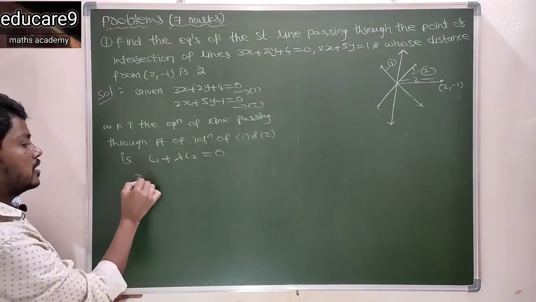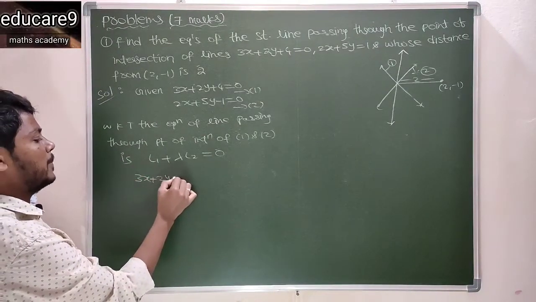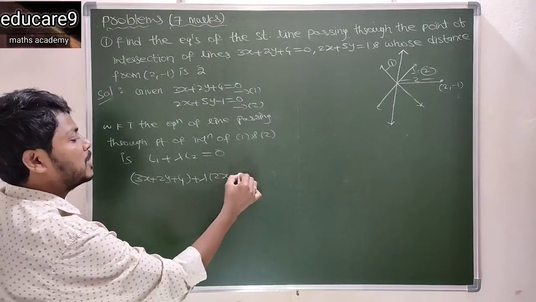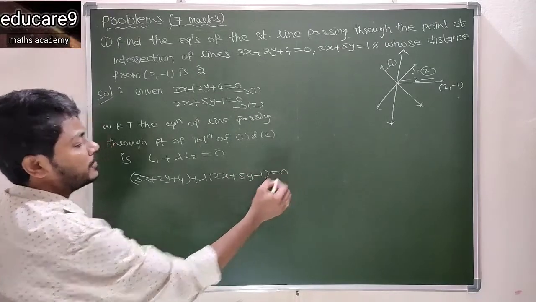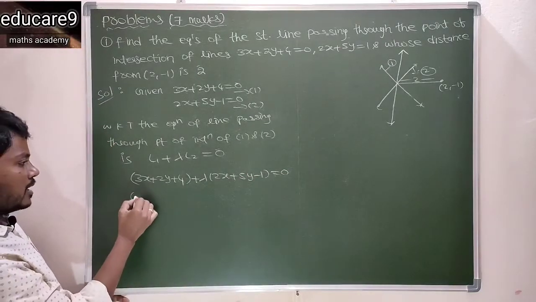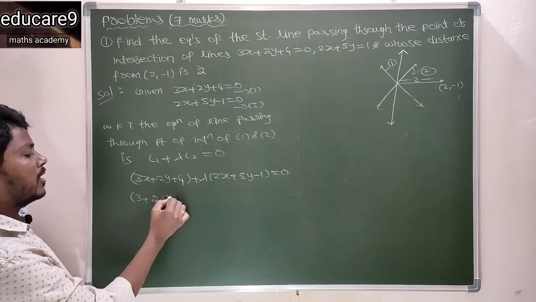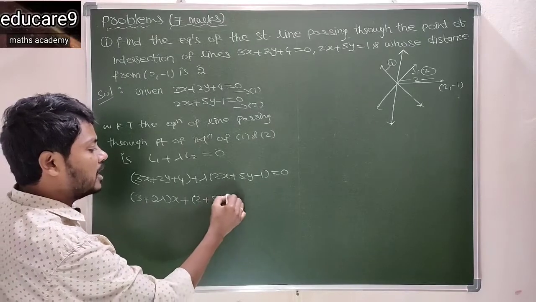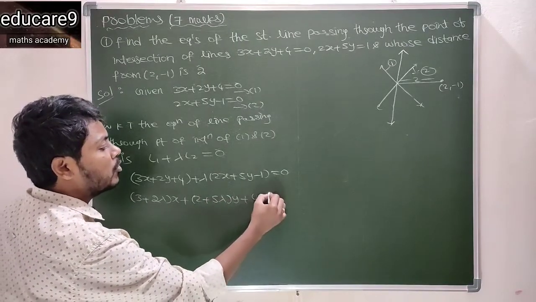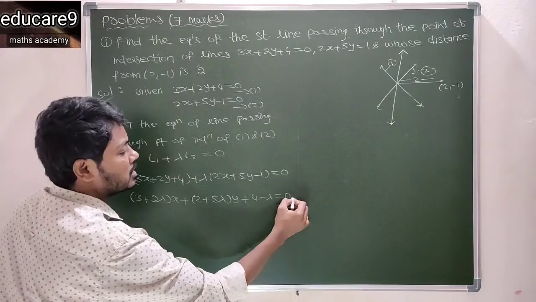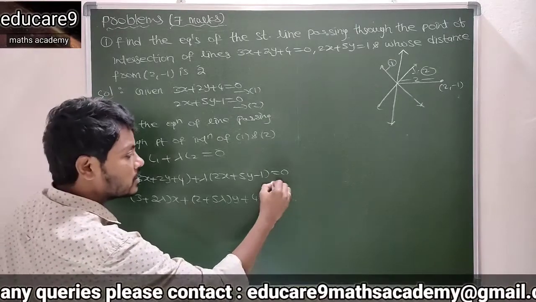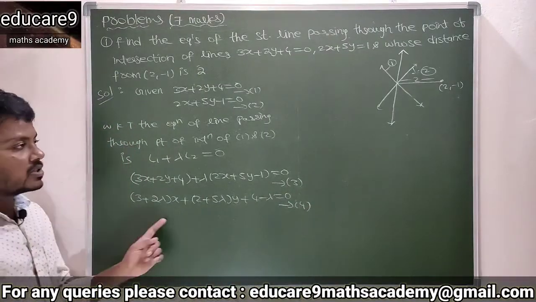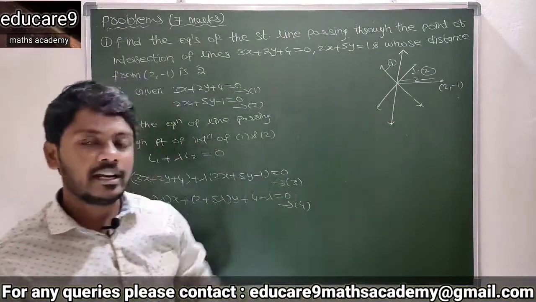So here, 3x + 2y + 4 + λ(2x + 5y - 1) = 0. Here x is common, so you get (3 + 2λ)x, and y is common, so you get (2 + 5λ)y + 4 - λ = 0. So this is equation 3 and this is equation 4. So this is the required straight line.